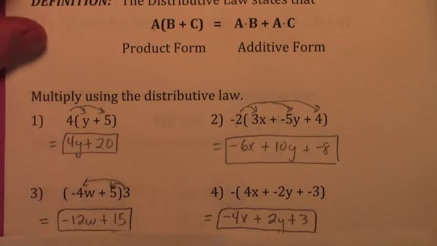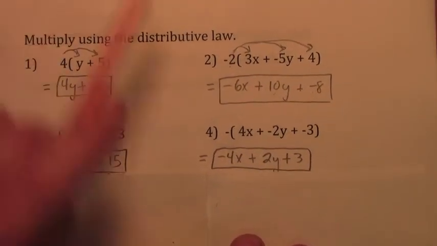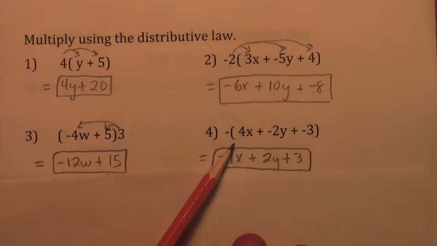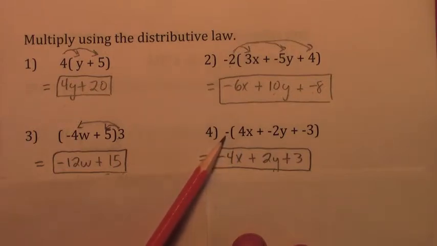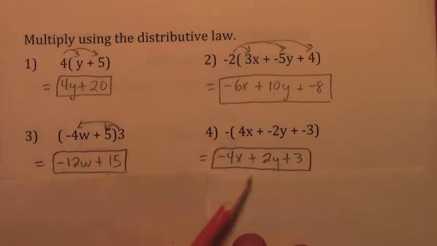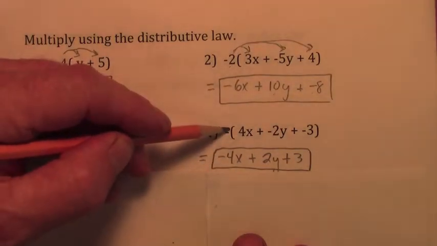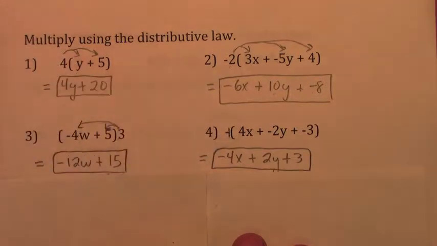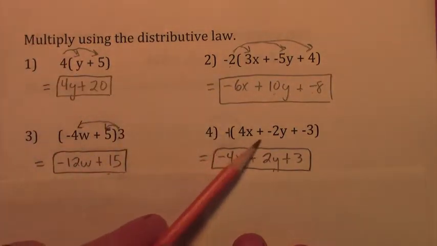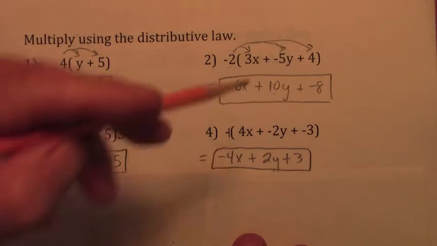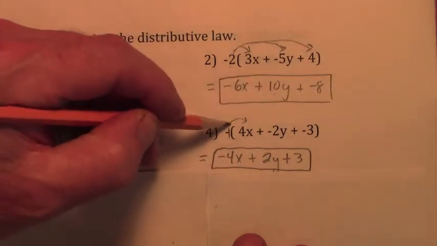This is kind of sneaky. What do you think we should do here? This is negative parentheses. What does that mean, negative parentheses? Is there an operation there or something? What does the negative sign mean when it's in front of something? The negative in front of parentheses means you're multiplying by -1. If you want to put a little 1 in there, that's okay. This is -1 times this sum. So the -1 has to distribute.